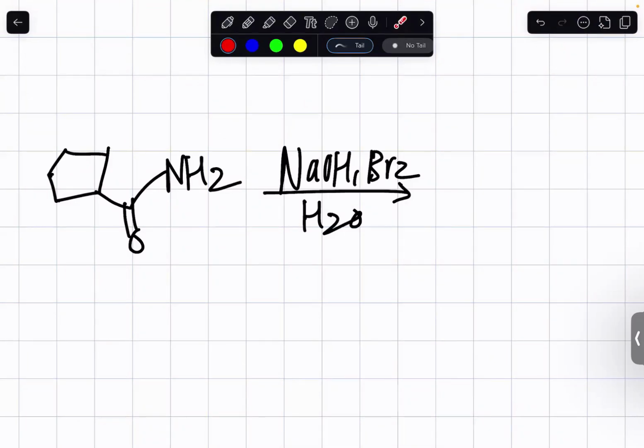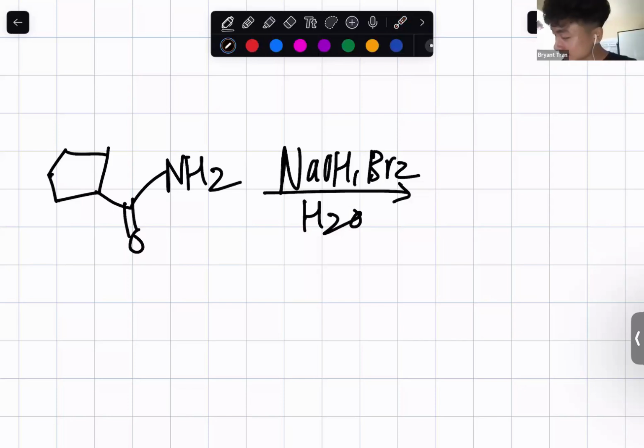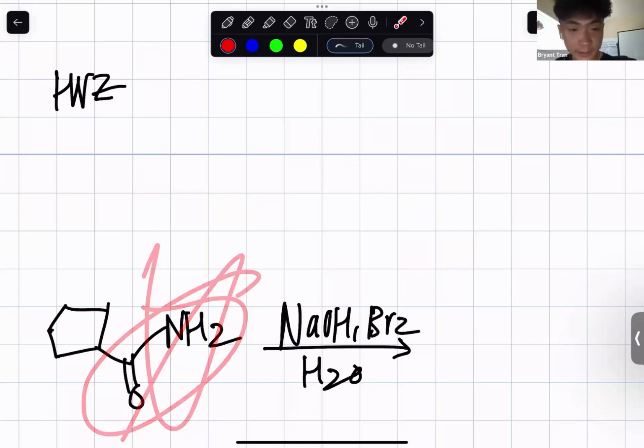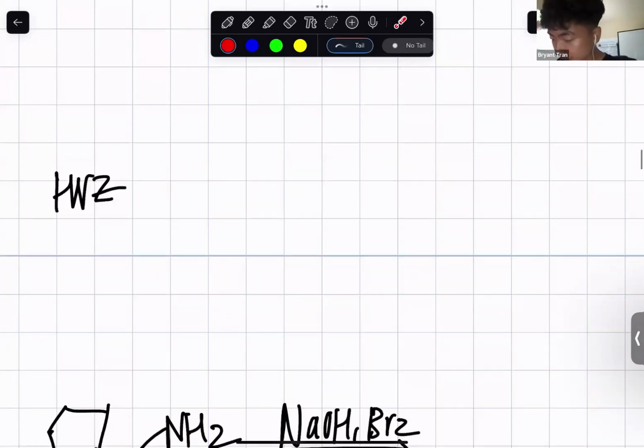I think you're thinking of the HVZ reaction, right? The Hell-Volhard-Zelinsky, when you add the bromine to the alpha carbon of the carboxylic acid. Yeah, that's something else. It has very similar reagents, right? HVZ is going to have a carboxylic acid, not an amide. So because that's not a carboxylic acid, we know that this is not going to be HVZ.